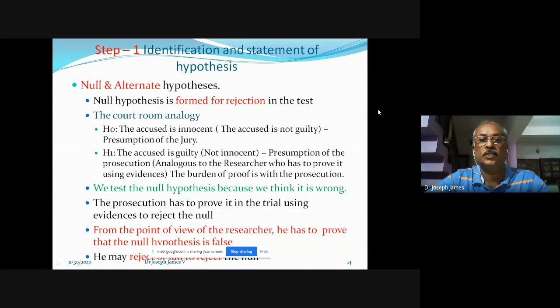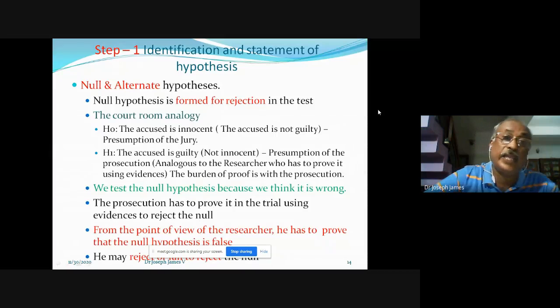But here we made a positive statement: the accused is innocent. Still, it is a null hypothesis. This is because a null hypothesis is formed for rejection in the test. Or the researcher's intention is to reject the null hypothesis. The researcher really wants to reject the null hypothesis.